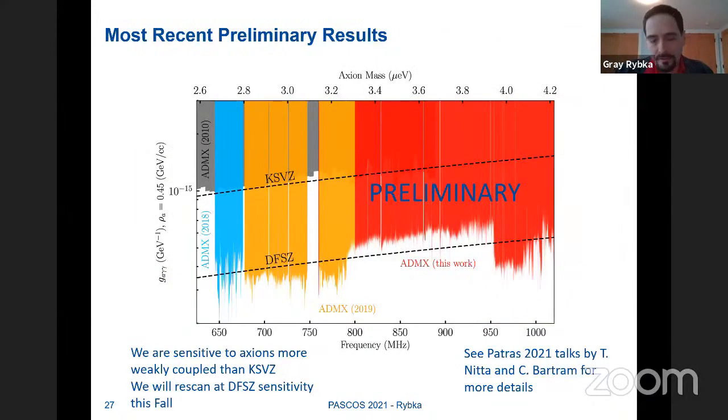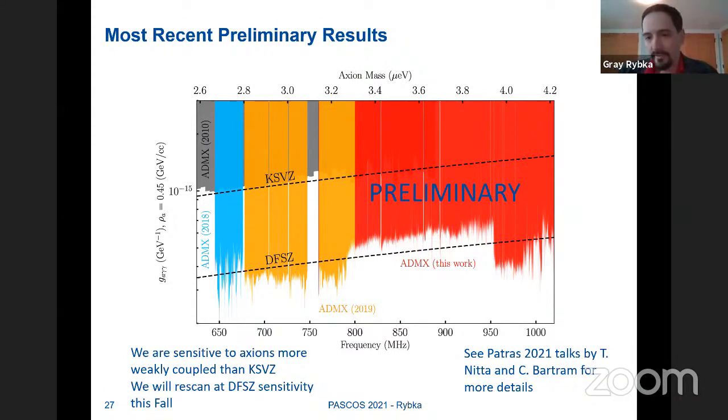And so we've just released very preliminary sensitivity plots. Here's axion photon coupling versus frequency or axion mass. You can see the earlier 2018 and 2019 runs of ADMX, and with the 2020 run, we've gone much broader. I do have to apologize. Our goal is to hit DFSZ. We are not quite there yet. We're actually midway through this run.